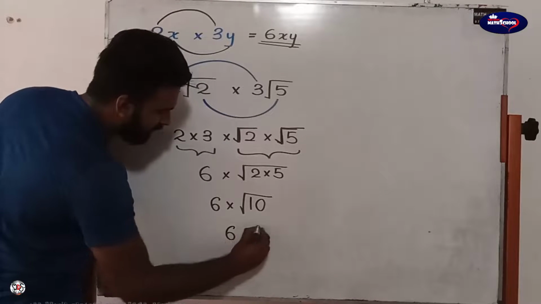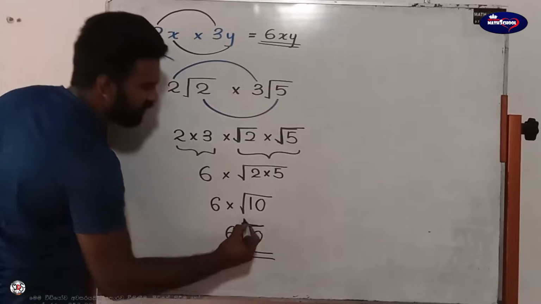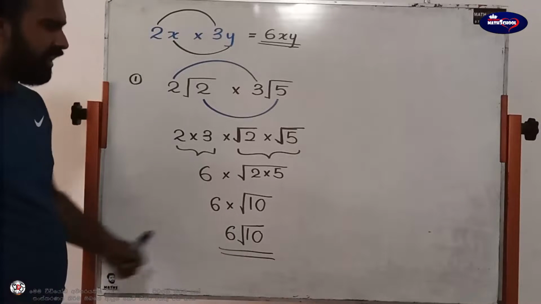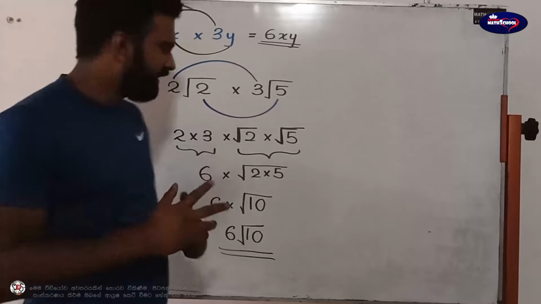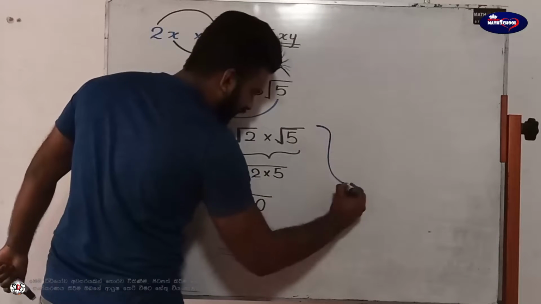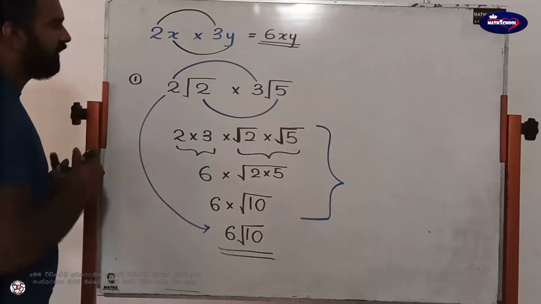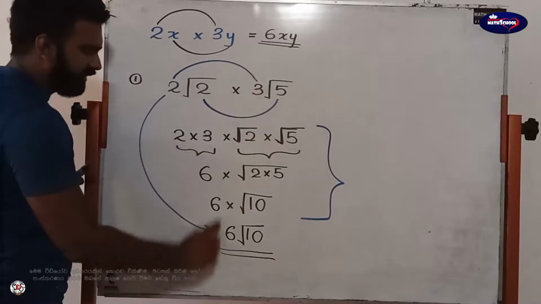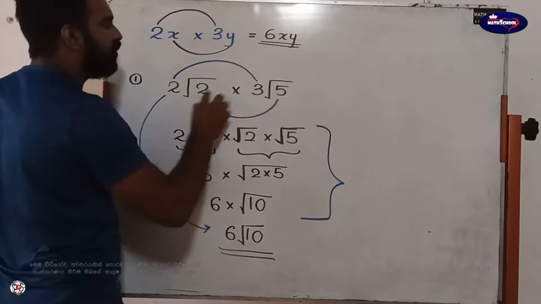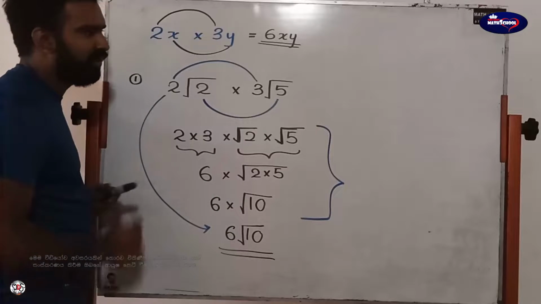So you can write it as 6 into square root of 10. You can come to the answer like this. All these steps are just to teach. No need to write every single step. You can come to the answer directly. How? Like this: 2 into 3, 6. Inside the square root, 2 and 5 are there. 2 into 5, 10. So inside the square root, we put 10. That's all we should do.